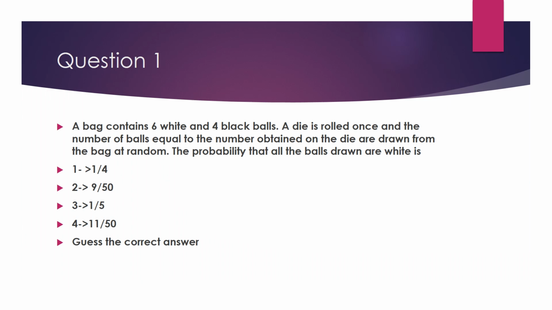A bag contains 6 white and 4 black balls. A die is rolled once and the number of balls equal to the number obtained on the die are drawn from the bag at random. The probability that all the balls drawn are white is: 1) greater than 1/4, 2) greater than 9/50, 3) greater than 1/5, 4) greater than 11/50.